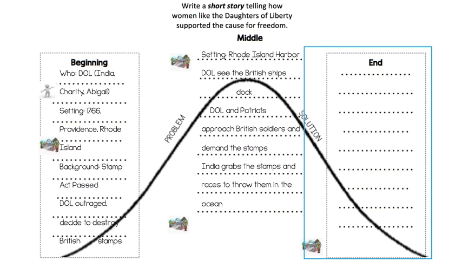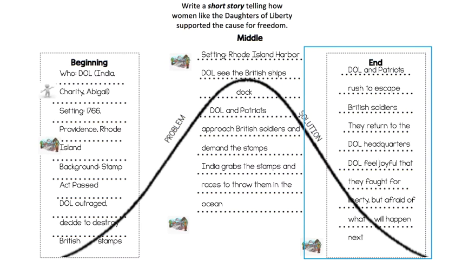Okay, so now we're moving on to end. We need to talk about how the problem is solved and what happens next. So in my story, the Daughters of Liberty and the Patriots rush to escape the British soldiers. They have to run away very quickly because I'm imagining these soldiers are probably very angry that these expensive stamps were destroyed. They return to the Daughters of Liberty headquarters. So I have another change in setting. And then I'm going to finish my story with the feelings that these patriots are feeling. The Daughters of Liberty both feel joyful that they fought for their liberty, but afraid of what will happen next.